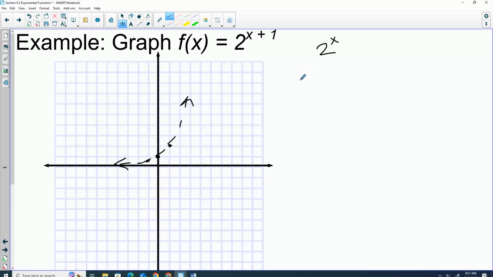What will the +1 do? So take each of those points to the left. Any questions there? So same transformations we've done in the past.